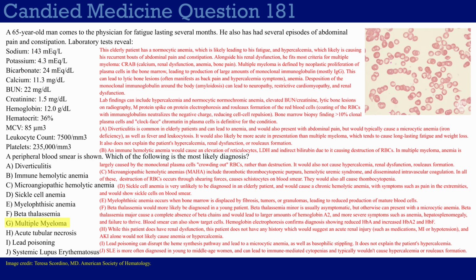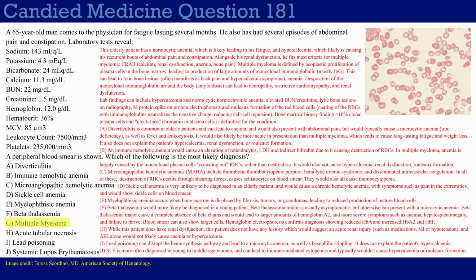Choice E, myelophthisic anemia. This is not something I made up, this is a real thing. It's just something that describes bone marrow being displaced by fibrosis, tumors, granulomas, which causes a reduced production of mature blood cells. You do not need to know myelophthisic anemia. This is just some weird thing that I've seen as an actual distractor on a question. As is often the case, don't see things that you don't understand and then panic. They love doing that to you on USMLE. Choice F, beta thalassemia. Thalassemia, of course, is something you should know.